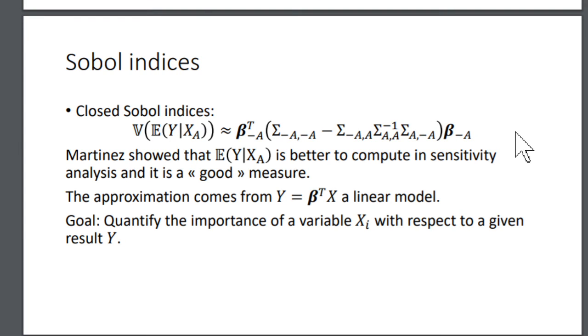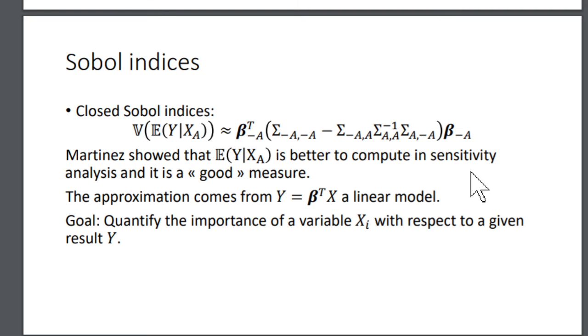In particular, Martinez showed in one of his PowerPoint lectures that the conditional expectancy is a good measure of the importance of the variable. So taking the variance of this actually gives a lot of information about the uncertainty. And the term measure is correct because it's a projection onto a space. I'm not going to go too much into detail. It's correct. And this approximation comes from the fact that we assume a linear model.